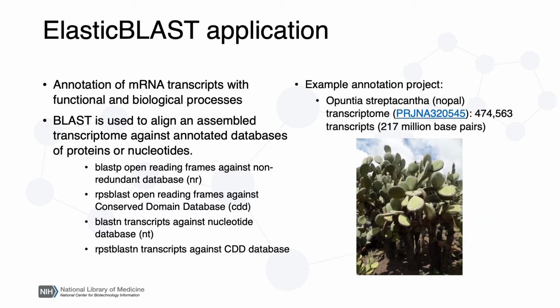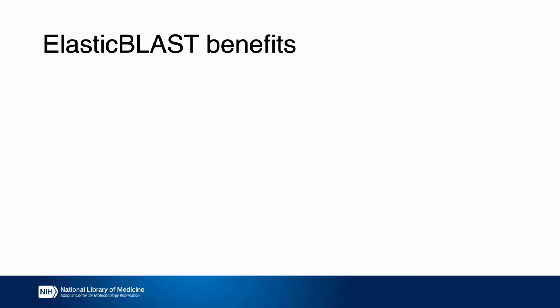An example of such a process would be the annotation of Opuntia streptacantha, commonly known as the prickly pear or nopal, which is shown in this picture. Its assembled transcriptome is composed of about 474,500 transcripts, composing 217 million base pairs.